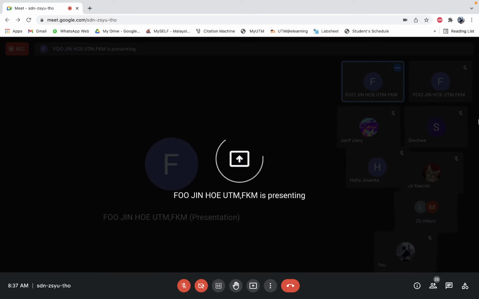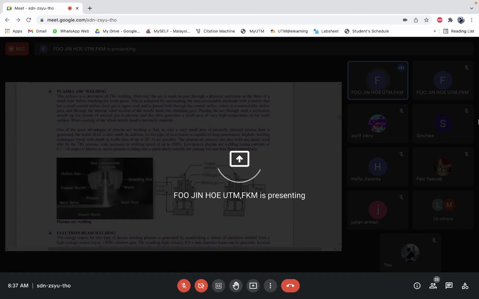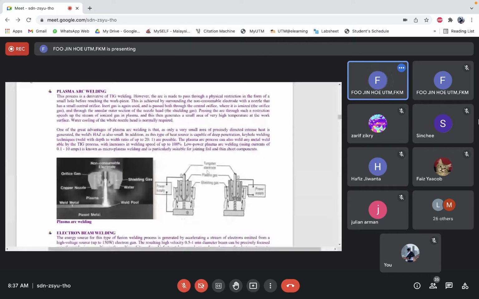Okay, the next three processes are very similar, just the amount of energy and the intensity of the energy used will be different. One is called plasma, whereby high energy is shot out from this nozzle or electrode. They use a non-consumable electrode to shoot out this plasma onto the welding surface or the area that you wish to weld.